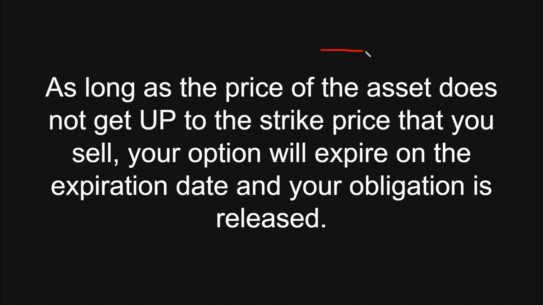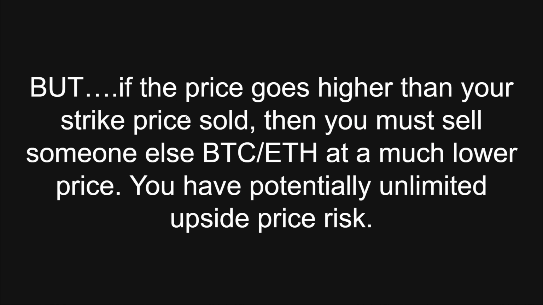So let's say that we sold this call option at Bitcoin 14,000 because that's the recent high, and the price is down here, maybe at 10 or 11 or something like that. As long as the price by the date of expiration does not get up there, then your option will expire by the expiration date and your obligation is released, and then you can go on with your life. You have no obligations past that point.